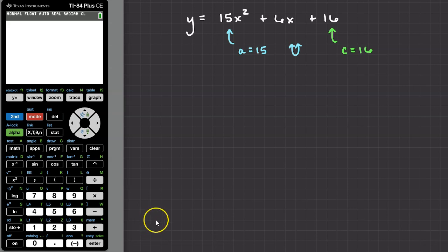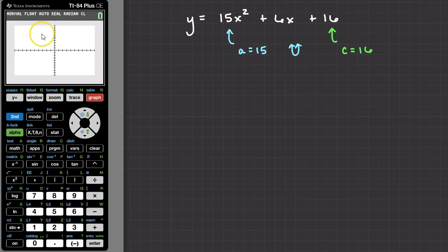Now let's go ahead and take a look at the graph. From the y equals screen, enter 15x squared plus 6x plus 16. Then hit graph. On the standard window, we won't be able to see this parabola. That's due to the fact that the TI calculator's default setting is to show y values from negative 10 to positive 10 and x values from negative 10 to positive 10.